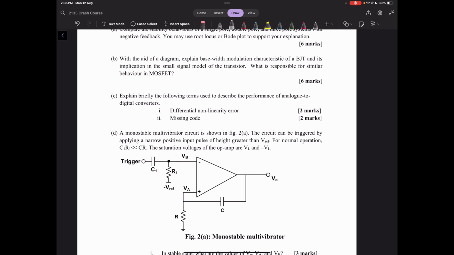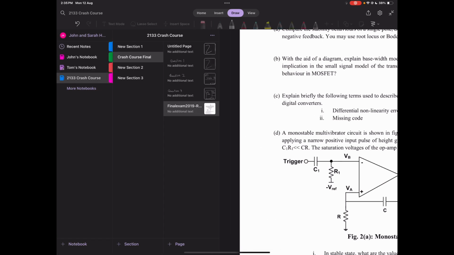Next, we're going to look at C, which is explain briefly the terms used to describe the performance of analog to digital converters. So we're looking at differential nonlinearity error and missing code.